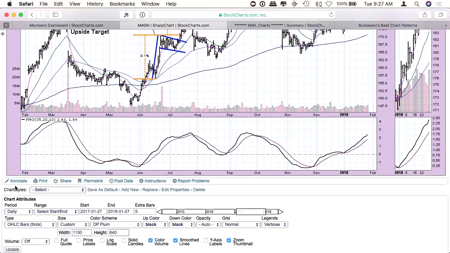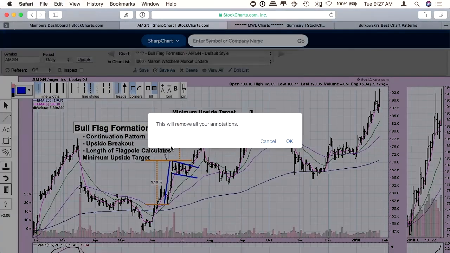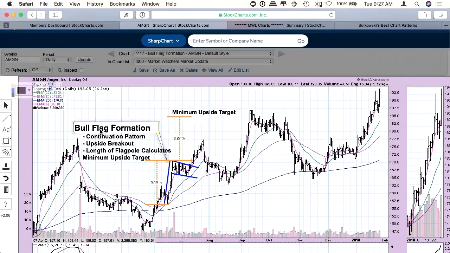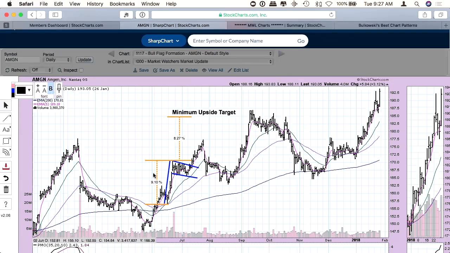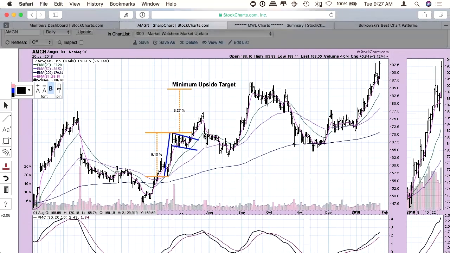So let's go ahead and go into annotation mode again. And I'm going to clear all of these. That's our flag, so we're going to remember that. So you can see that I have put in the minimum upside target. Like I said, if you go back and watch the introduction to chart patterns, and I know that's on YouTube under our stockcharts.com channel, you can find out more about how we measure and all of that. I want to just go through so we can look at where you would set a stop and where you might not want to, and where you might want to set your targets.